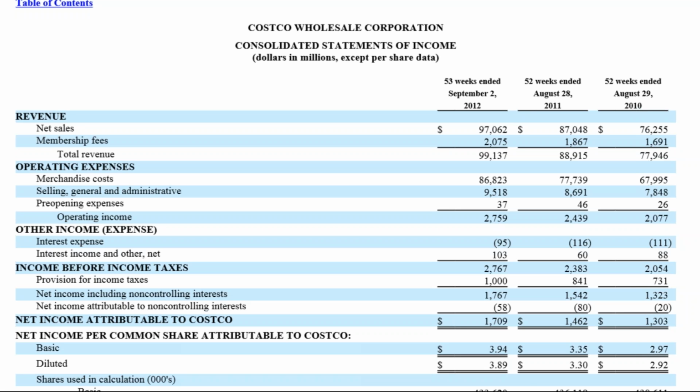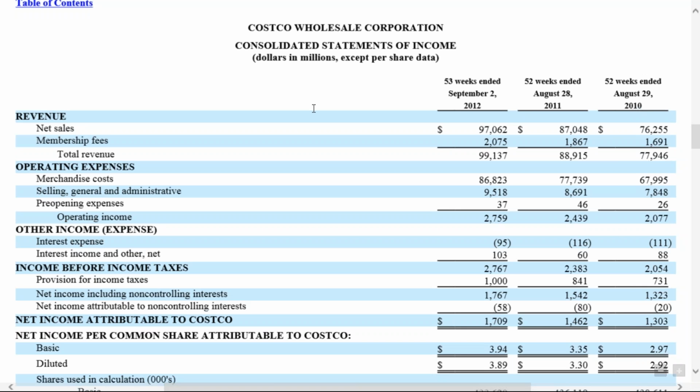Okay? So, recap. I want this revenue laid out. Merchandise costs will be our cost of goods sold. SG&A will be our OPEX. I'm going to pull out pre-opening expenses. Okay? Then we have interest expense. Let's start to lay this out because we have some other issues that are going to come through here.